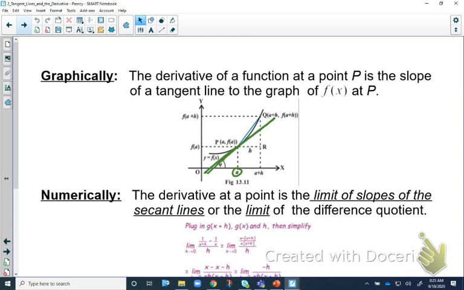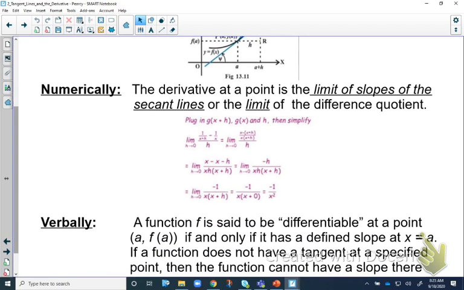The next one that we would look at is a numerical approach. And here it's just walking you through. The picture itself is looking at the limit definition of the derivative. But numerically, this is where we're going to use that formula to figure out what the derivative is going to be.